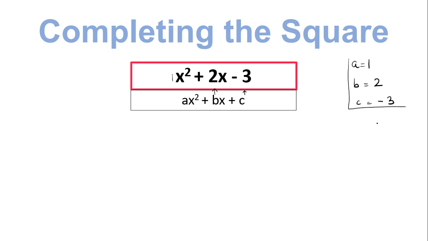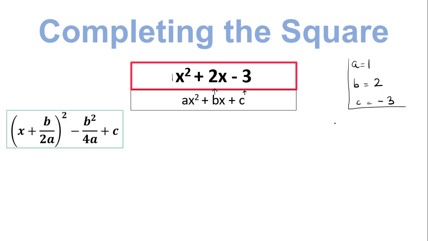to solve the quadratic equation. Now, what was the completing the square formula or arrangement? It was x plus b over 2a whole squared minus b squared over 4a plus c. This is something you need to remember. If you don't remember this, it's going to be hard to use completing the square. It has a general format and you have to follow that format to be able to solve.